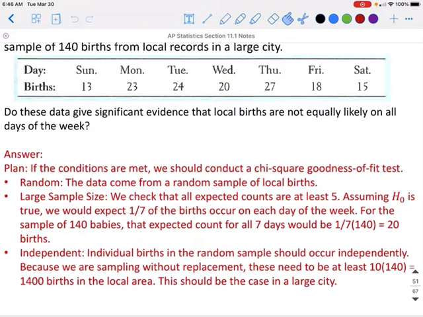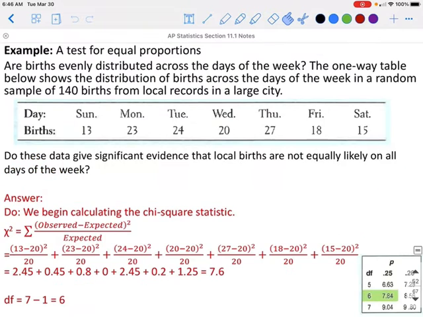Independent: individual births in a random sample should occur independently. Because we are sampling without replacement, we do need to check the 10% condition, and we can assume there are at least 1,400 births in this local area. This should be large enough. This should hold in a very large city.